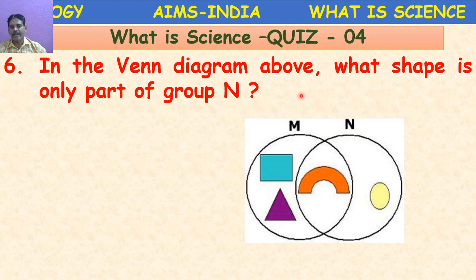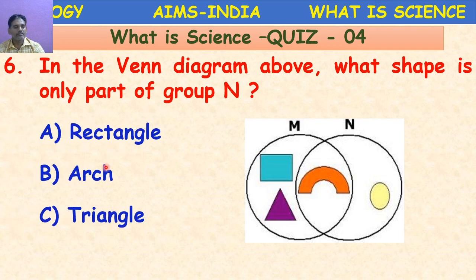In the Venn diagram here below, what shape is only part of group N? Okay. Here group M, group N are there. So now the shapes are given here. 4 shapes. What are they? Rectangle or square, triangle, an arch, and an oval shape. Okay. So here 2 groups are there, M and N. What is asked here? What shape is only part of group N?